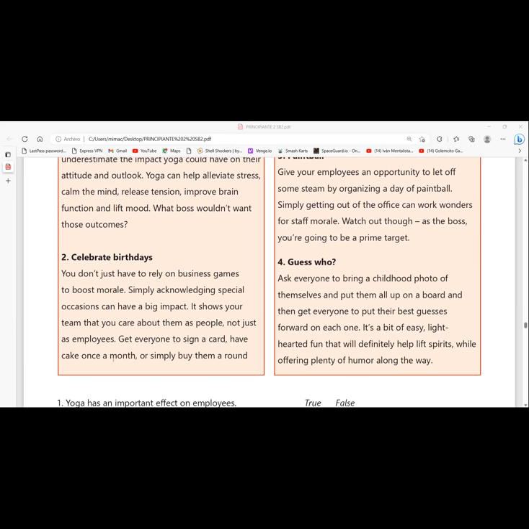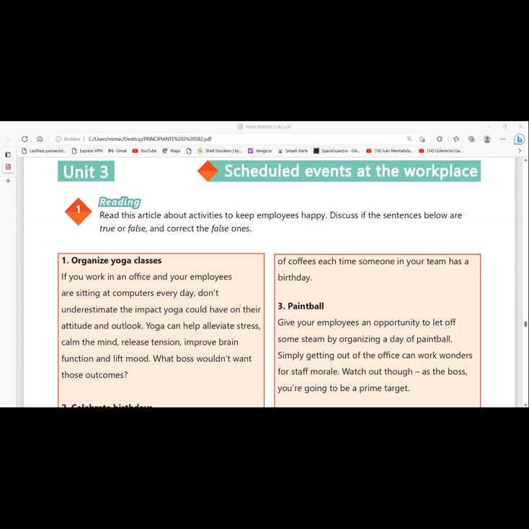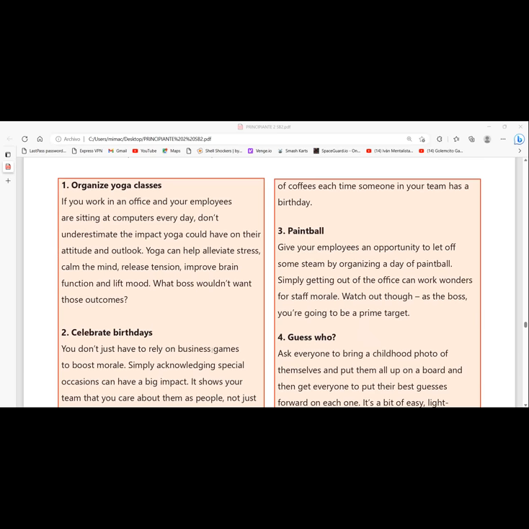Now, celebrate birthdays. You don't just have to rely on business games. To boost morale, simply acknowledging special occasions can have a big impact. It shows your team that you care about them as people, not just as employees. Get everyone to sign a card, have cake once a month, or simply buy them a round of coffees each time someone in your team has a birthday.